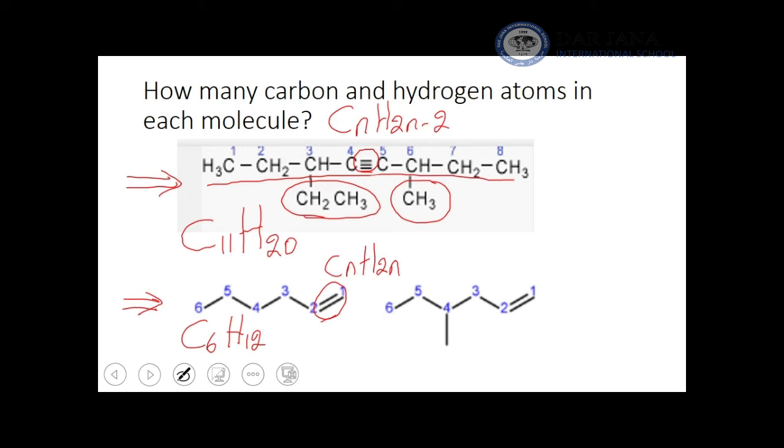In the third example, in the parent chain, there are 6 carbons plus 1 carbon in the methyl group. So the total is C7, and the number of hydrogen atoms is 14. Just multiply by 2 because it's an alkene molecule.